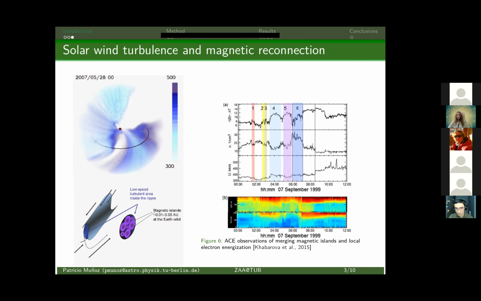Here, for example, we can see a spacecraft observation of merging magnetic islands. Each small scale magnetic island is represented by a different number here. These panels represent magnetic field, density and bulk flow speed. And those magnetic islands are usually associated with an enhancement of energization of electrons, as shown in the bottom panel here, which shows the pitch angle distribution of two channels of this instrument on the spacecraft.